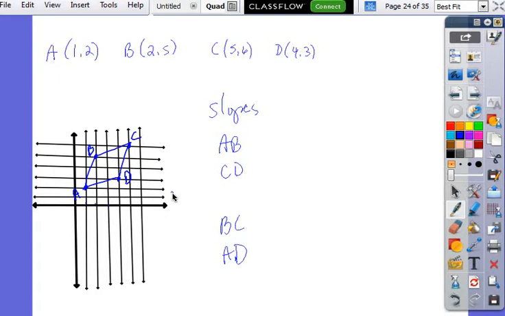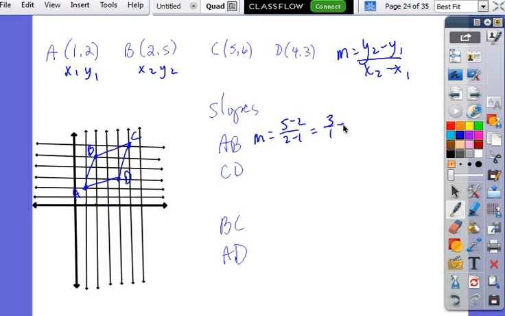When I do the slope, remember if I'm doing AB, A is my 1 point, B is my 2 point. The formula again, y2 minus y1 over x2 minus x1. So for AB, I would have 5 minus 2 over 2 minus 1. I get 3 over 1, which is 3. For CD, there's my 1s and my 2s. 3 minus 6 over 4 minus 5, negative 3 over negative 1, which is 3.